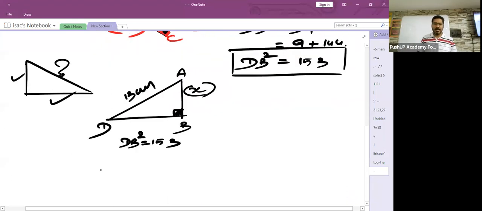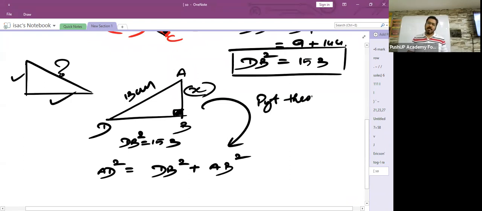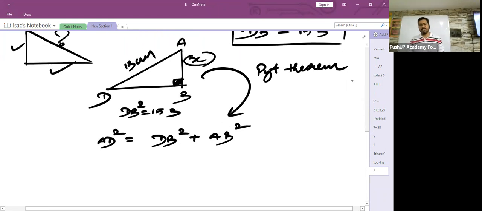Now, children, listen to this. According to Pythagoras theorem, AD square will be equal to the sum of the squares of the base and its corresponding height. So I can write this as DB square plus AB square. I'm just applying Pythagoras theorem on triangle ABD. So I got this equation. How much is AD? 13. So AD square will be 13 square.